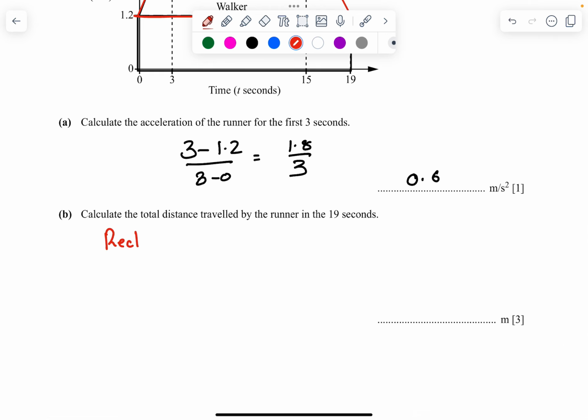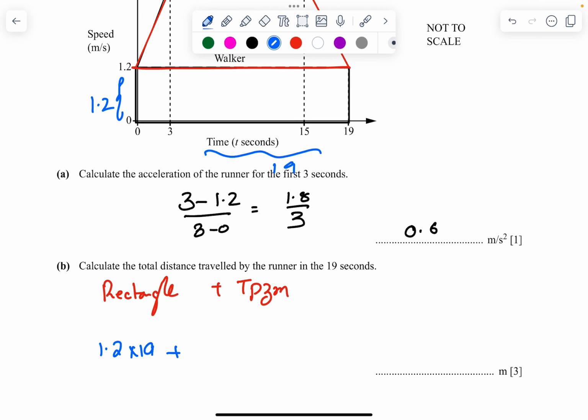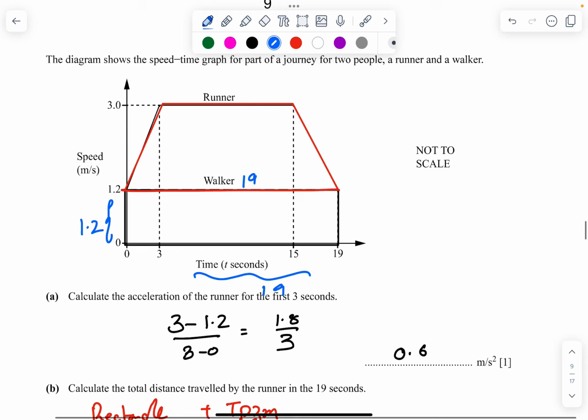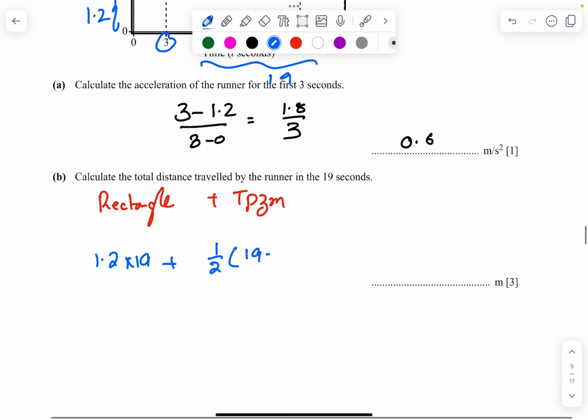So rectangle plus trapezium. Rectangle area is, this is 1.2 and this is going to be 19. So 1.2 times 19 plus area of a trapezium is half times a plus b. This is 19 and this is from 3 to 12. So this distance has to be 12 and this is nothing but what? 1.8. So half times 19 plus 12 times 1.8. Simplify that, you should be getting 50.7.